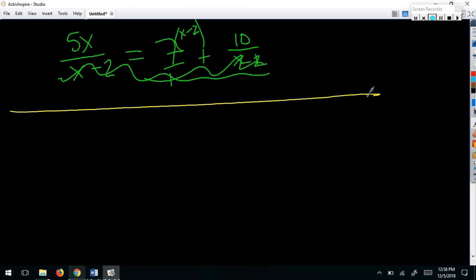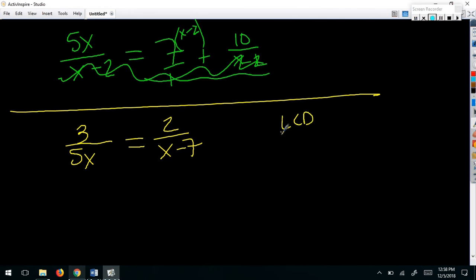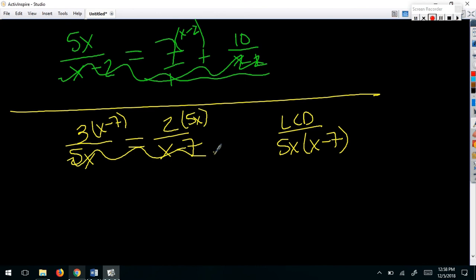Just to show you, this is scenario number 1. If I did not want to cross multiply it and I wanted to do the LCD method for this, what is the LCD here? So what does the first one need? What does the second one need? Essentially, I have cross multiplied. It's the same thing.